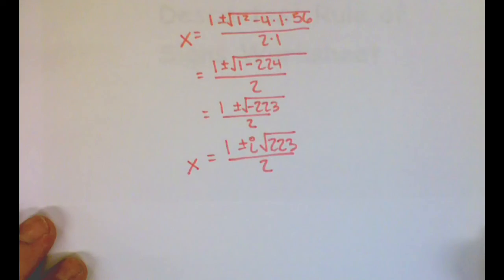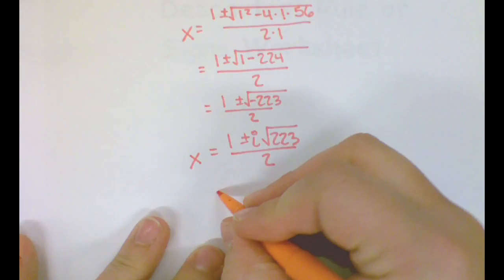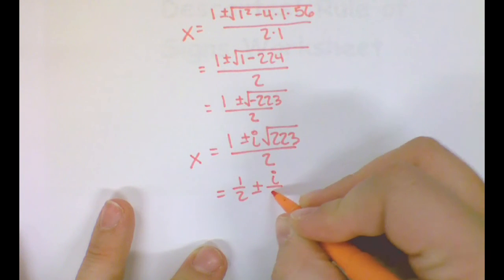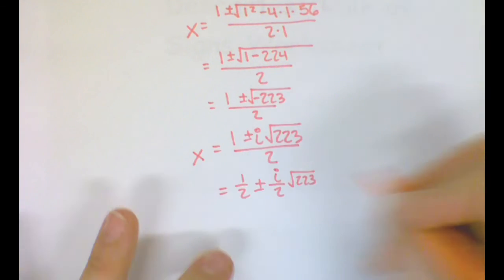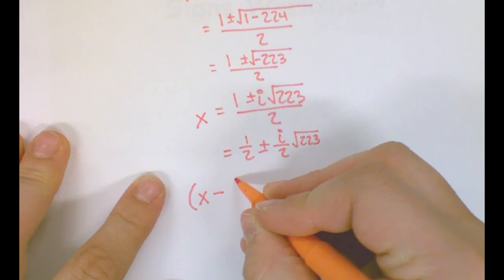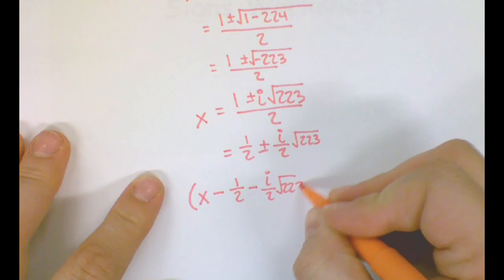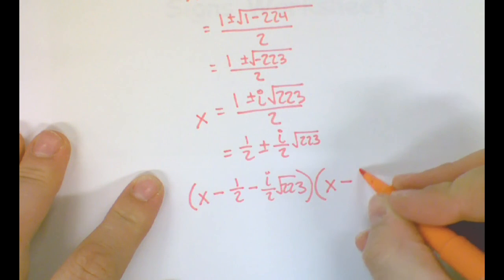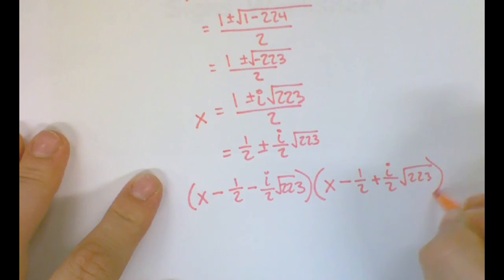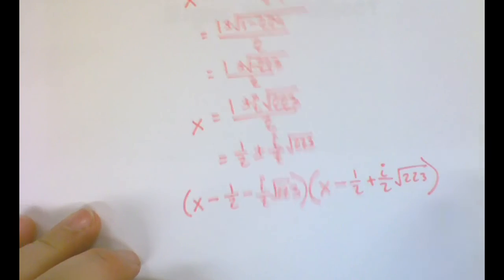There are our zeros. Now to write this in factored form, I would change it to 1/2 plus or minus i over 2 square root 223 or something along those lines. And then we'd go x minus 1/2 minus i over 2 square root 223 times x minus 1/2 plus i over 2 square root 223. That's nasty. Usually I'll probably just ask you for the solutions on a problem like that.